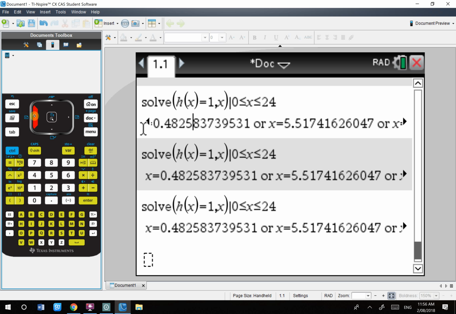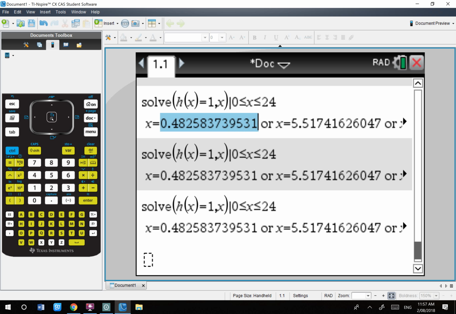The first one is when t is 0.48258, like this many hours after midnight, right? But that's not even 1 hour. I also want to see how many minutes after midnight, so I will copy this part of the answer.